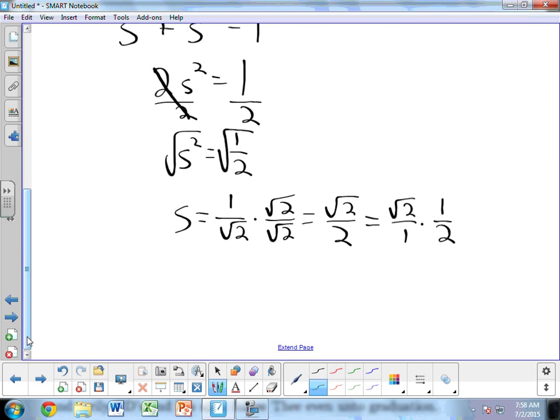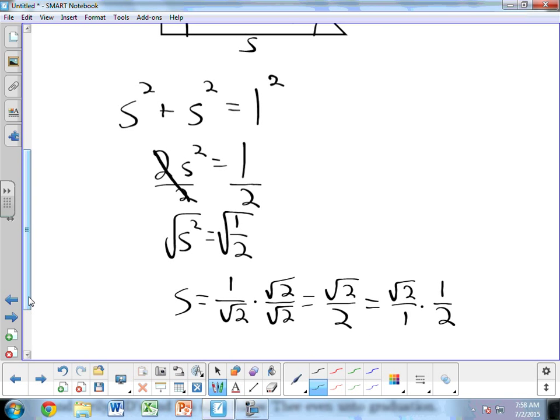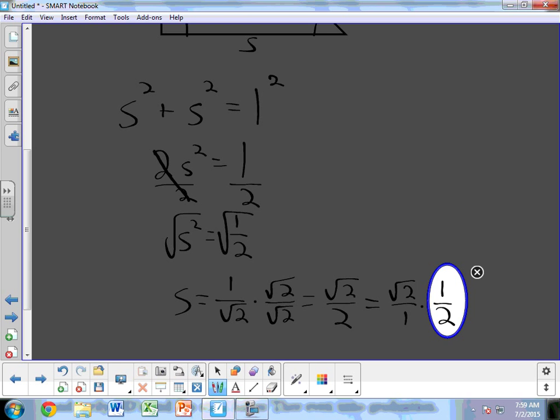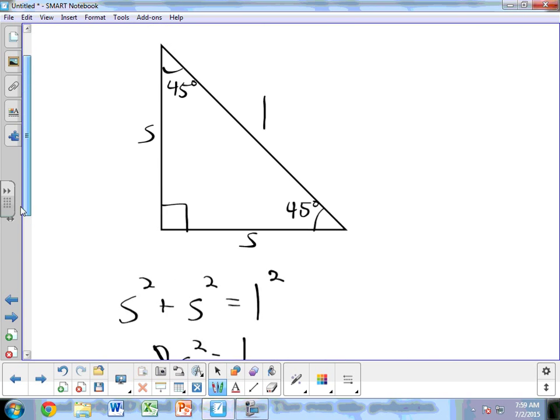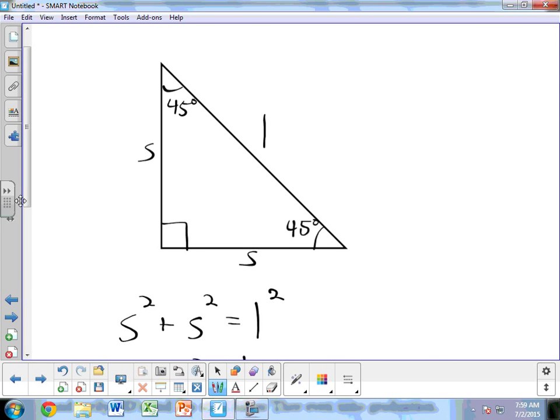So this tells us that we're taking half of the hypotenuse, this is half of the hypotenuse, and we're multiplying it by this square root of 2. Now, that's good if you understand it there, but if you don't, let's do some examples, because examples are very helpful.